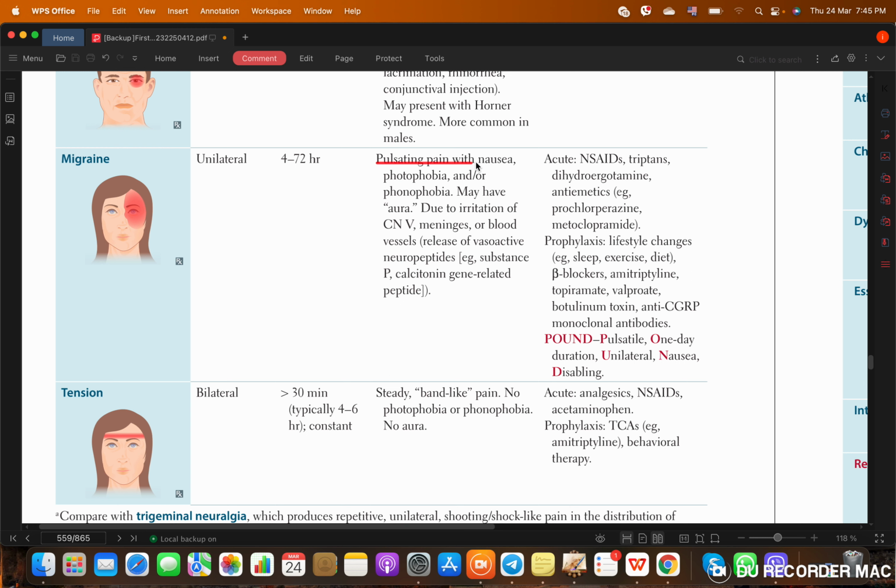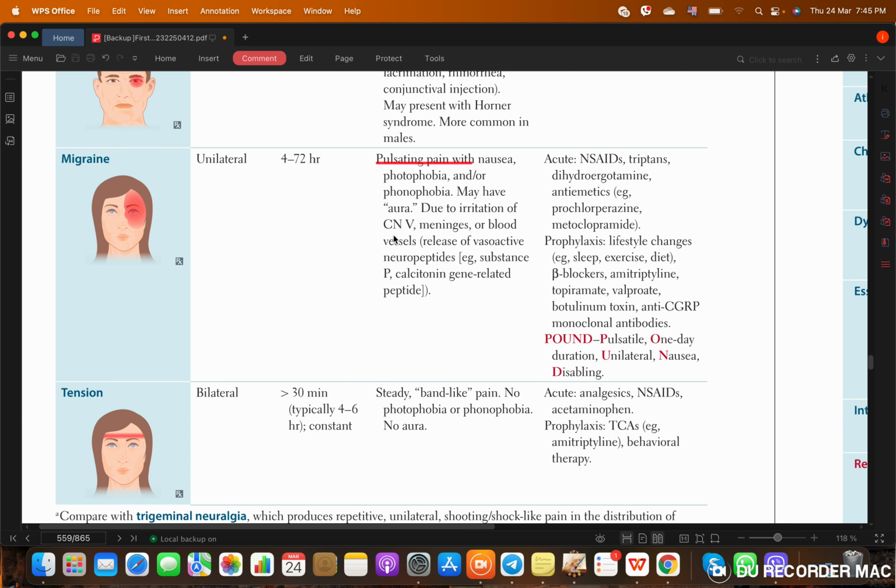precedes my attack. For example, for some people, it will be a specific smell, a smell of rubber, for example. Other people might say that I have flashes of light. Other people will say, oh no, I feel twitching of my leg. That's aura, focal neurological symptoms that precede a migraine attack.